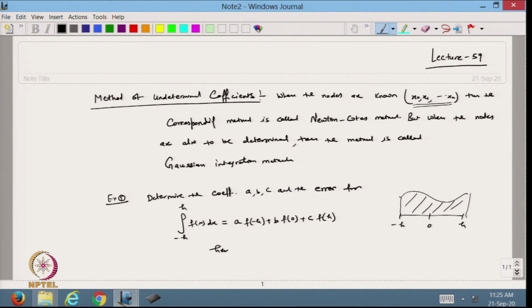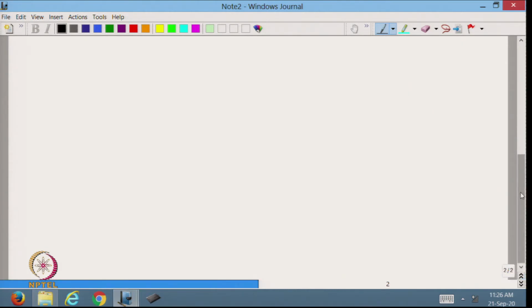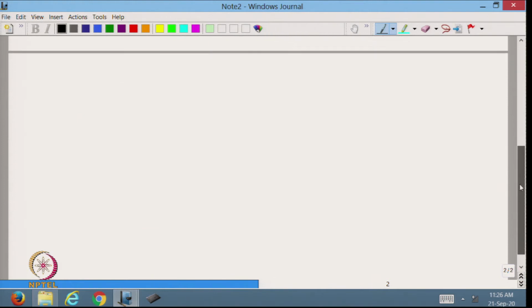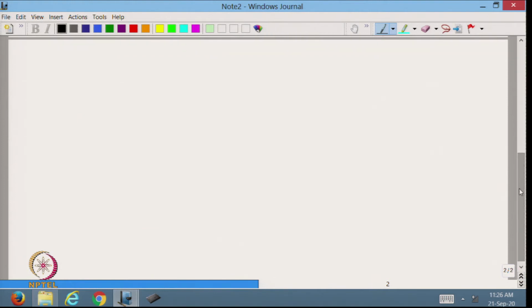Here we need to find 3 coefficients, that is A, B and C. So, this is the method of undetermined coefficients. We do not know the values of A, B, C and we want to find them. I take this as equation number 1. Now, I need to find 3 coefficients.